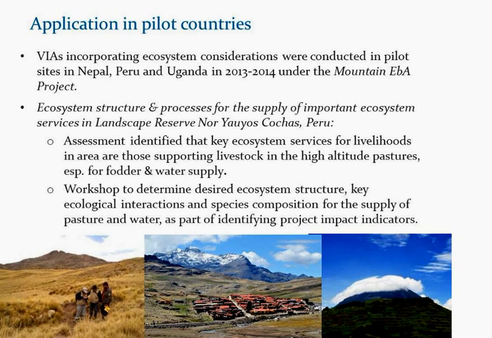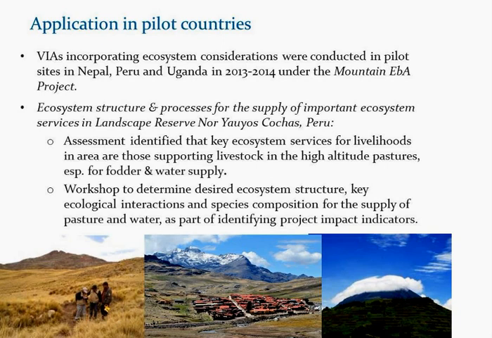To give you one example of application in the pilot countries, vulnerability assessments incorporating ecosystem considerations were conducted in all the 3 pilot countries, Nepal, Peru and Uganda, under the Mountain EBA project. And some examples of factors that were identified as important under the VIA for Peru. So the assessment identified that key ecosystem services for livelihoods in the area are those supporting livestock in the high mountain pastures, especially for fodder and water supply, because the area is currently suffering problems with drought, and these are expected to potentially increase under climate change.